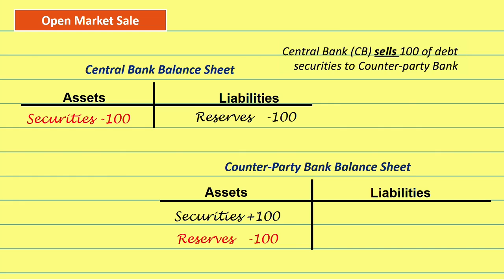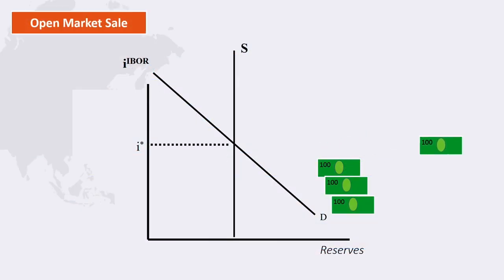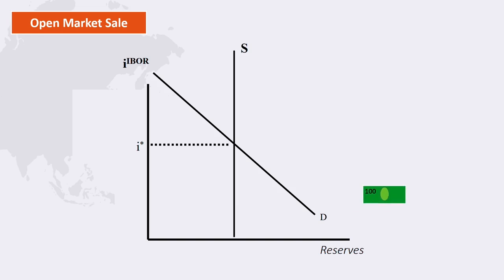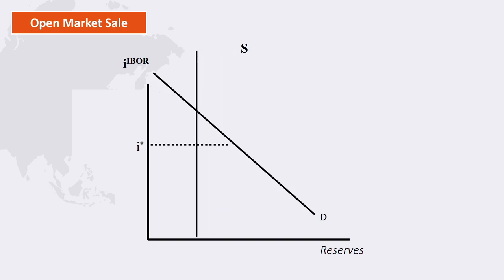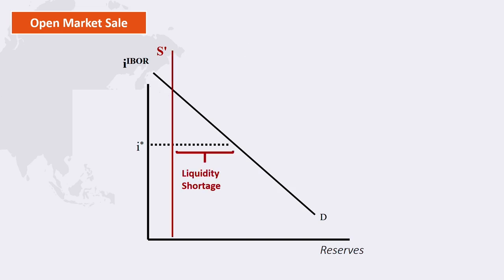In the end, this shrinks the monetary base of reserves, and all accounts remain in balance. If the central bank sells assets and debits their counterparty's reserve accounts, this will drain money from the system. The supply of reserves will shrink. This will create a liquidity shortage in the interbank market. The short supply of liquidity in the interbank market will push up interest rates for borrowers.